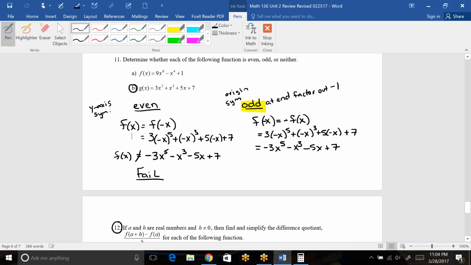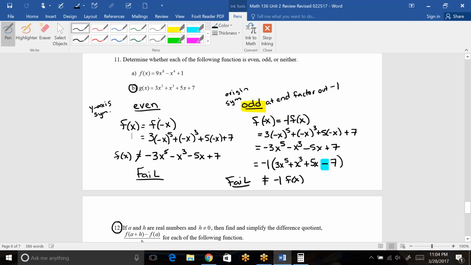That will then let us look and see if it equals -1 times f of x. So if I pull out a -1, that would make this guy positive. The second one would also be positive. The third one is positive, but the last one goes negative. Because of that negative right there, that does not match the original function. So this is not -1 times f of x. So it's also a fail.